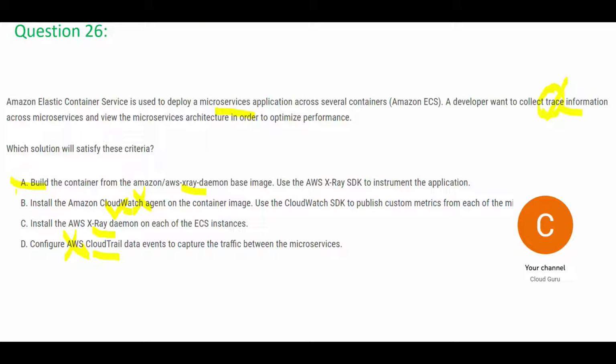Now, we just have two options, A and C, out of which we have to choose an answer. Both have X-Ray. The problem with A is it says you build a container from an AWS X-Ray daemon image. It's like building a human being from an X-ray machine. You cannot do that. What you need to do is option C: take a human being and plug the X-ray machine on top of it. Similarly here, option C suggests you install the X-Ray daemon on each ECS instance. ECS instances are like human beings, and you put the X-ray machine on the human being. That's why C is the correct answer.